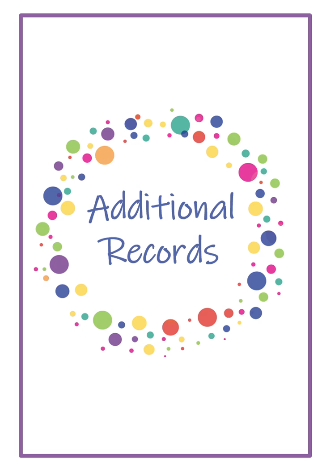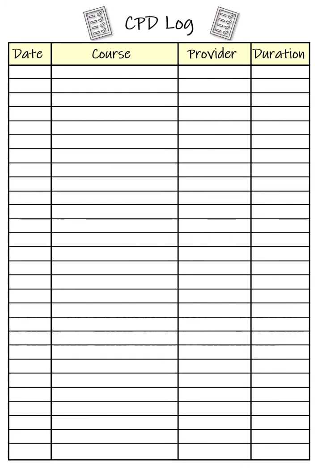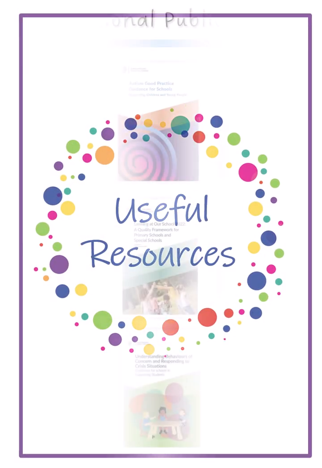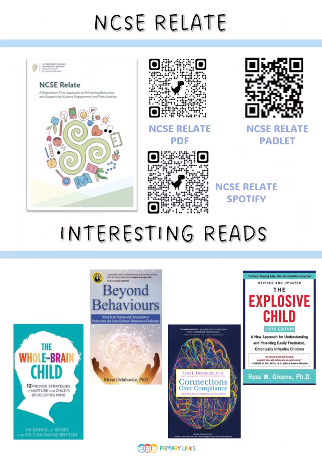In the additional records then, I've added a little bit more to that this year. So we have our passwords, CPD log, and some space as well to record. In the useful resources section, I've included some educational publications, some light reading for everybody, and then I've also added in some QR codes for the NCSE Relate document, which you might have come across, some very nice CPD and resources that might be of use to you as well, and then just some interesting reads also.